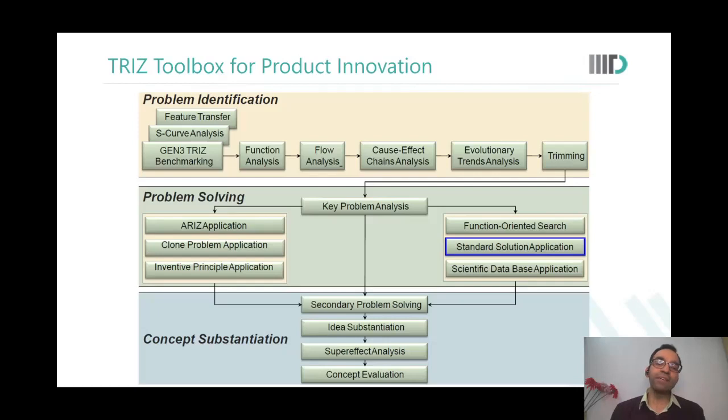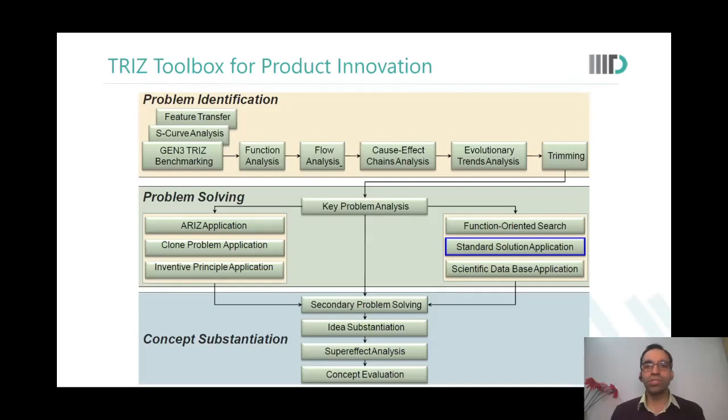Then once we have redefined the problem, once we have reorganized the problem, that is when we come to the next aspect, which is problem solving. Again, as I mentioned, there are different tools that we will use for solving problems over here. For example, we could use algorithm for inventive problem solving. We could use inventive principles. We could use function-oriented search, and so on.